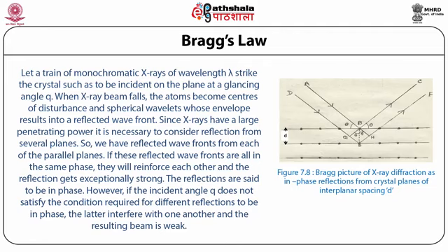Since X-rays have a large penetrating power, it is necessary to consider reflection from several planes. So we have reflected wavefronts from each of the parallel planes. If these reflected wavefronts are all in the same phase, they will reinforce each other and the reflection gets exceptionally strong. The reflections are said to be in phase. However, if the incident angle theta does not satisfy the condition required for different reflections to be in phase, the latter interfere with one another and the resulting beam is weak.